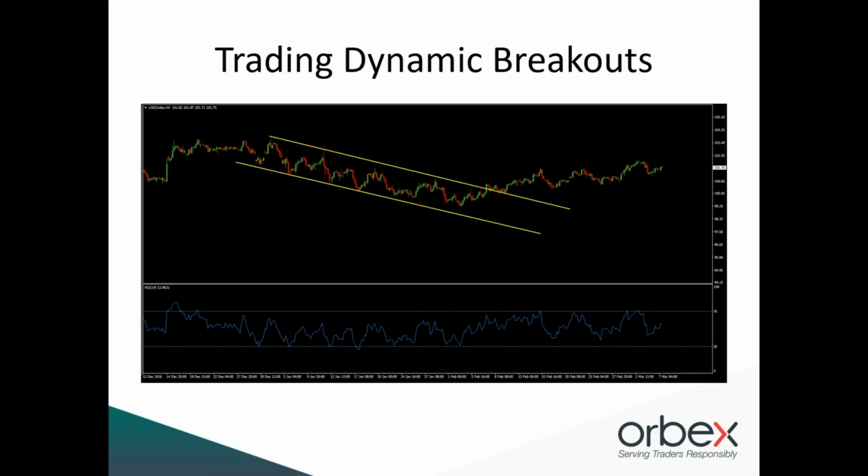Now, channels aren't the only dynamic structures we can trade. We can also trade breakouts of patterns, and one of the best patterns to trade breakouts from is the triangle pattern. Okay, so again, for those of you who were in the chart patterns webinar, hopefully you'll remember the triangle pattern. It's a classic consolidation pattern formed by two converging trend lines, and it highlights a contraction of momentum in the market. And breakouts from these patterns can often be extremely volatile, so these are really good patterns to be on the lookout for as breakout traders.